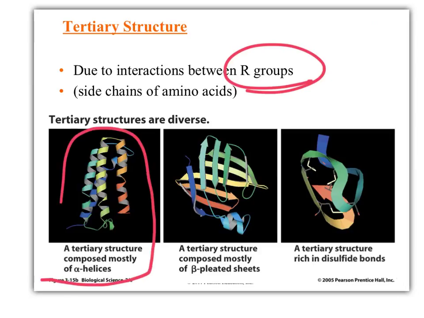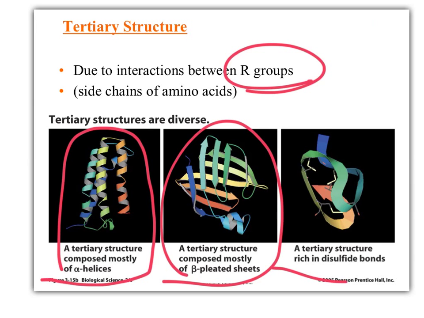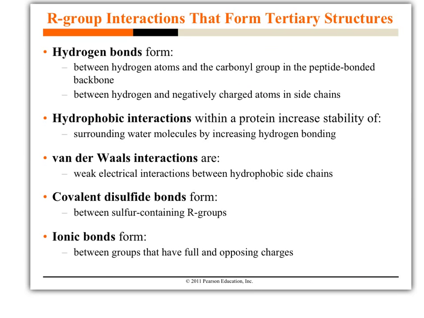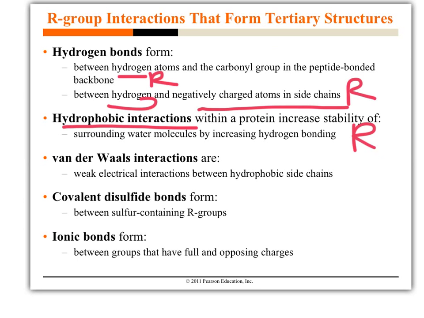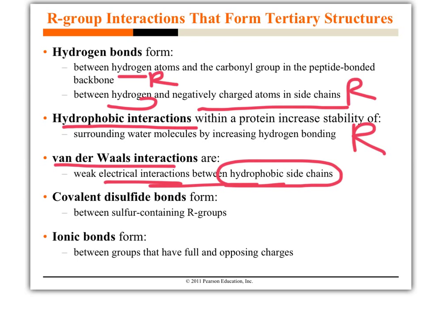Tertiary structures are very diverse, full of alpha helices, full of beta pleated sheets, disulfide bridges. Hydrogen bonding between these groups and the R group, or between the hydrogen and negatively charged atoms in the side chains, R group. That's tertiary structure. Hydrophobic interactions of the R groups: if it's a hydrophobic R group, it can interact with another hydrophobic R group. Van der Waals forces are weak electrical interactions between hydrophobic side chains getting together, R and R.